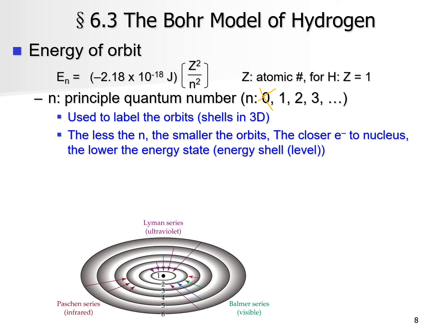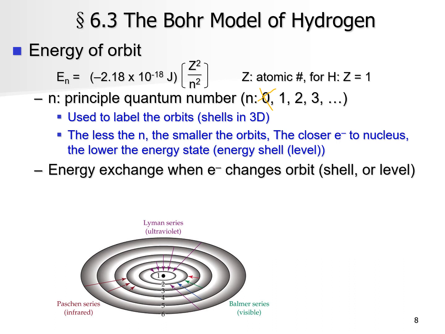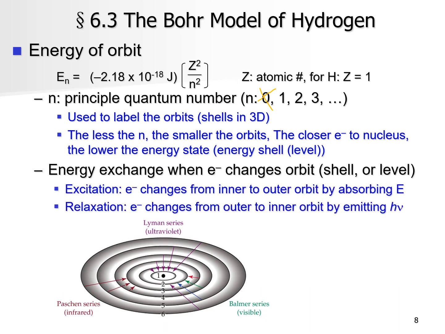And of course, there are a lot of other names, like energy shell or energy level, but they all mean the same thing, energy state. Once the electron changes orbit, shell or level, that comes with an energy exchange. If the electron jumps from the first shell to any other shell, it is an excitation, because remember, other shells have more energy than the first shell. So the first shell is what we call the ground state. The rest of the shells are called excited states.